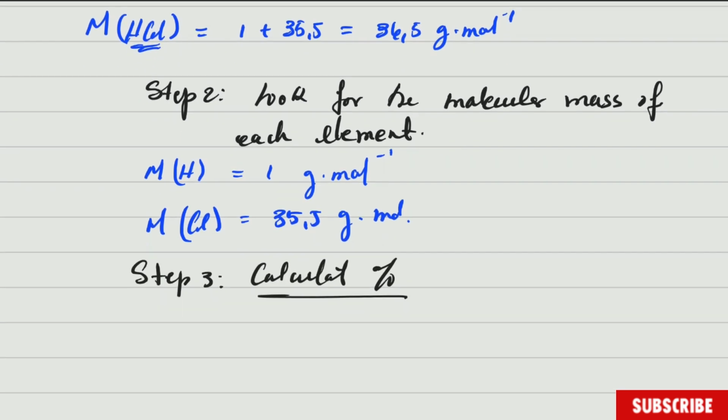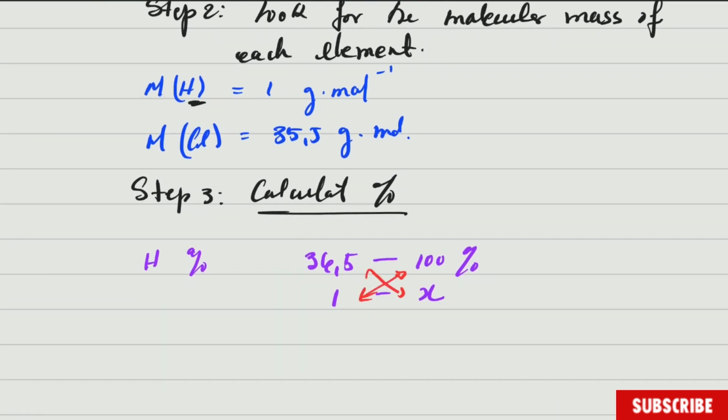Calculate percentage for each of those 2 elements. So what percentage of hydrogen represents in the hydrogen chloride? It's very simple. So for hydrogen, what is the actual way I do this? I say 36,5 is the 100%. Hydrogen, which is 1, what percentage does it represent? It's a cross product, guys. Quite simple.